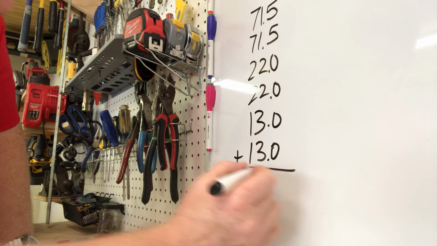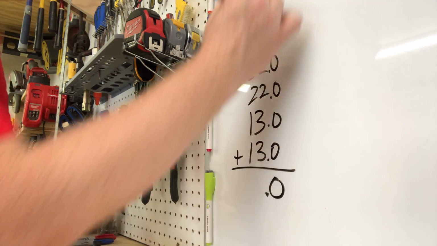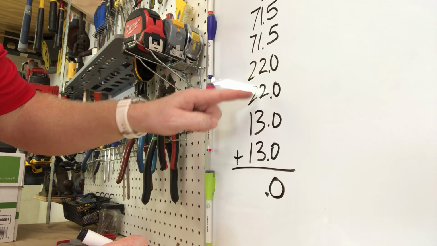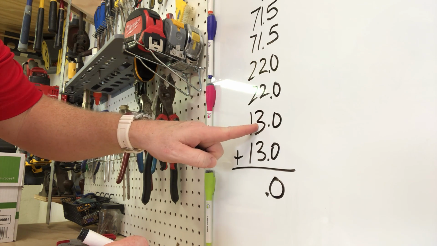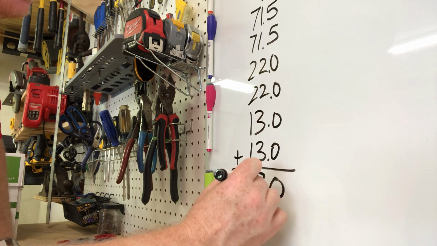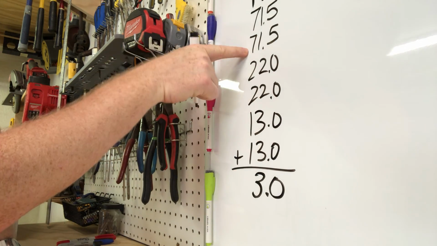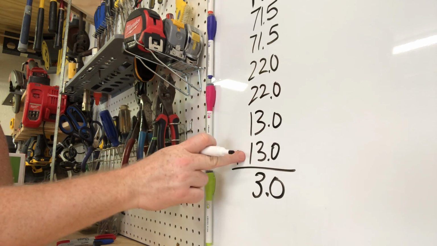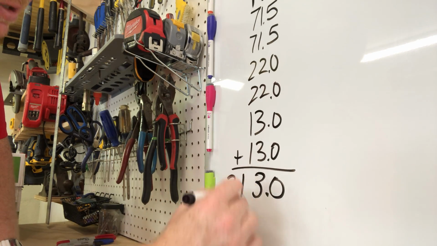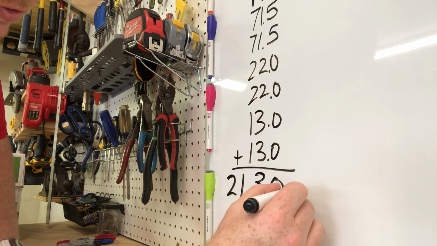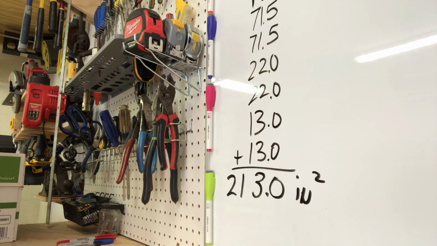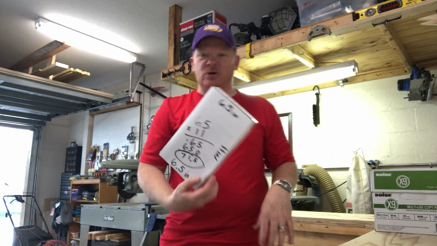5 plus 5 is 10. Bring down the 0, carry the 1. 1 plus 1 plus 1 is 3. 3 plus 4 is 7. 7 plus 3 is 10. 10 plus 3 is 13. 7 plus 7 is 14, 15, 17, 19, 20, 21. So it's going to be 213 inches squared. 213 inches squared is the total surface area of this cereal box.